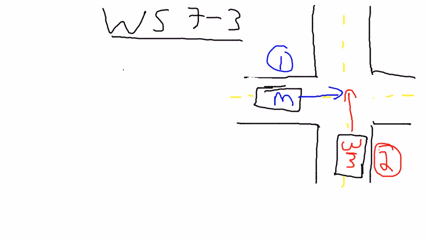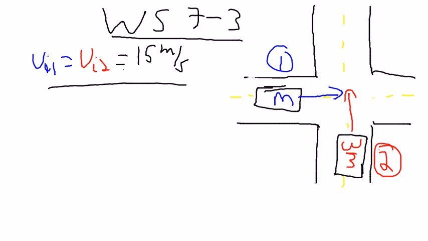So we're told that the initial velocity for car number 1 is the same as the initial velocity for car number 2, which is given as 15 meters per second. We're also told, not the mass of either vehicle, but that there's a mass ratio of the two: car number 1 has a mass of m, while car number 2 has a mass of 3m, as shown in our problem.